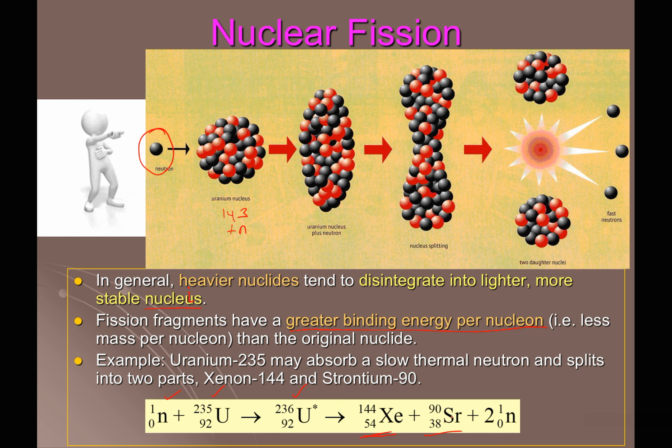144 plus 92, that is 236. 54 plus 38, I think that is 92. Okay, so that is the equation. We start with uranium, which absorbs a slow-moving neutron to form uranium-236, which is extremely unstable and immediately disintegrates to give us xenon and strontium. Look at the nucleon numbers. They are now smaller than the original nucleon number, so we are tending towards the region of stability. Therefore, the binding energy per nucleon for the new nuclei formed is relatively higher. So that's what we are calling nuclear fission.